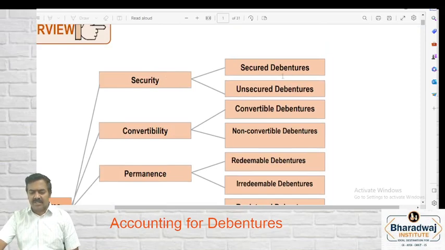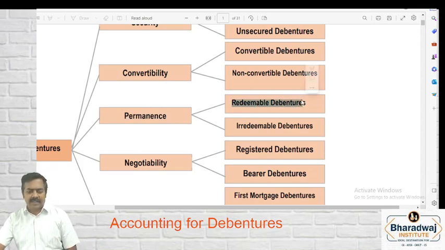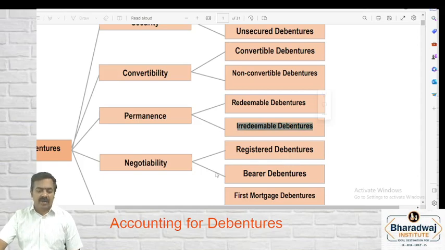Based on security, how are they classified? Secured and unsecured. Based on convertibility, convertible into equity shares. Non-convertible means repaid in cash. Redeemable means repayable at the end of a particular period. Irredeemable means repaid only at the time of winding up of the company. Registered means a transfer requires a formality to be done for transfer.